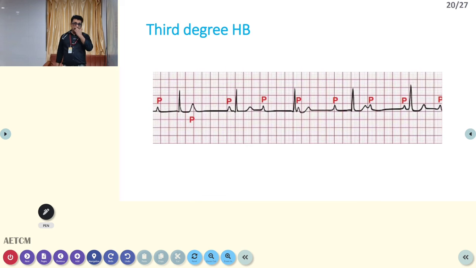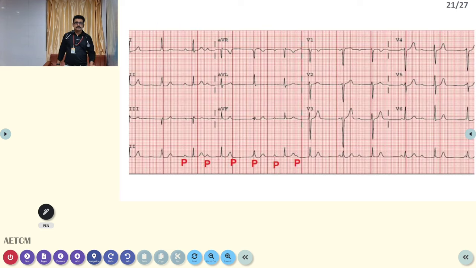So third degree heart block, you can see here, P waves are marching regularly. P is coming, P is coming, regularly it is coming. QRS complexes, they are also coming regularly, but there is no association between P and QRS complex. Now this is called complete heart block.